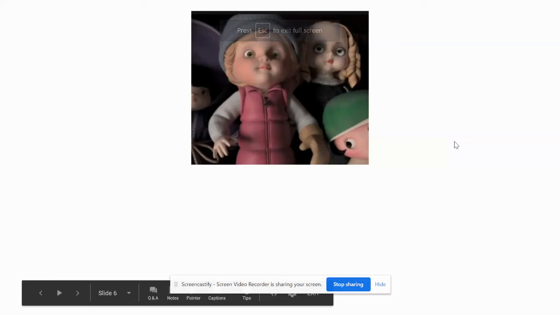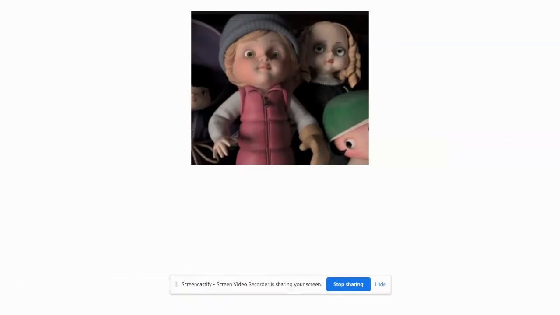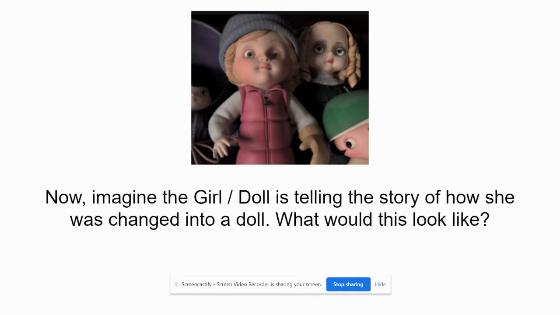Hello, guys. Okay, so you finished the last section, which was giving your, how should we say, three ideas about what had happened. So what we're going to do now is, I want you to imagine that the girl doll is telling the story of how she was changed into a doll. So I want you to think about what that story would be like if she were able to speak or somehow transfer her story to somebody else. What would this look like in terms of the story?